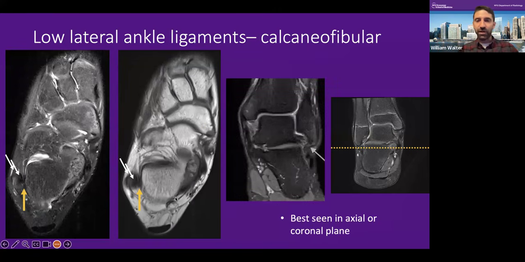Sometimes it can be hard to visualize in the axial plane, and we may need the coronal plane to help us out. And here you'll see this linear structure here, again, low signal, linear, continuous structure extending from the fibular tip to the lateral wall of the calcaneus, deep to the peroneal tendons.